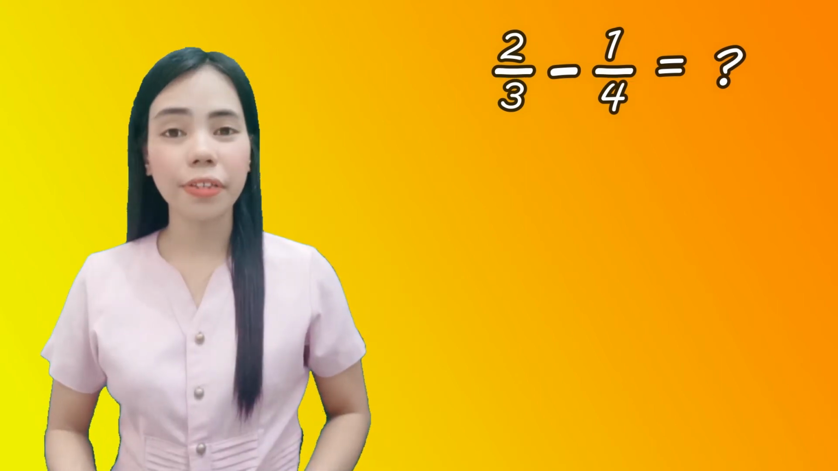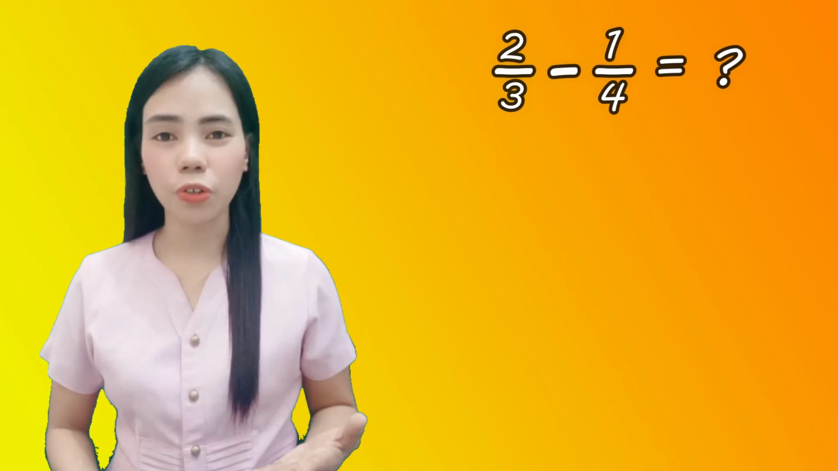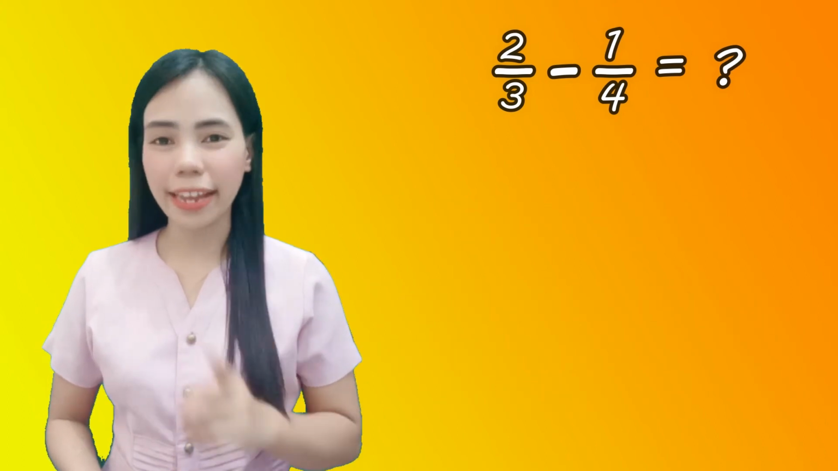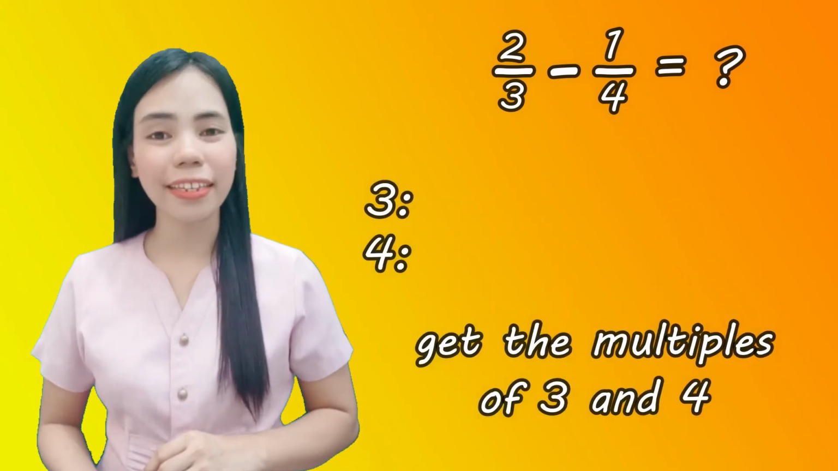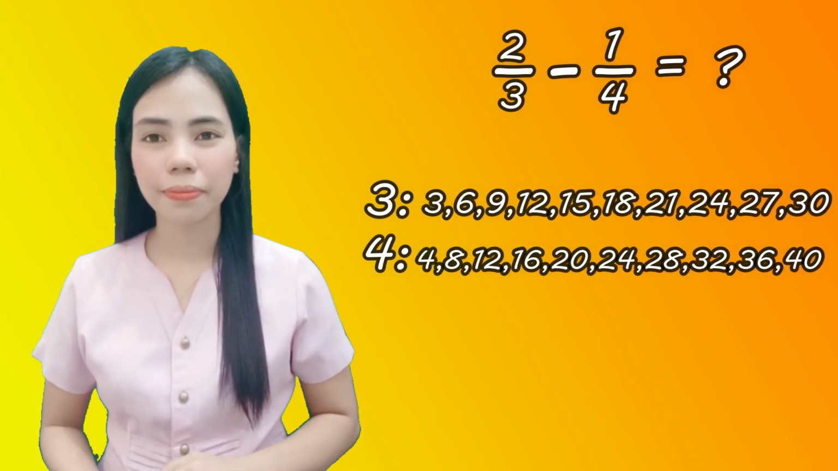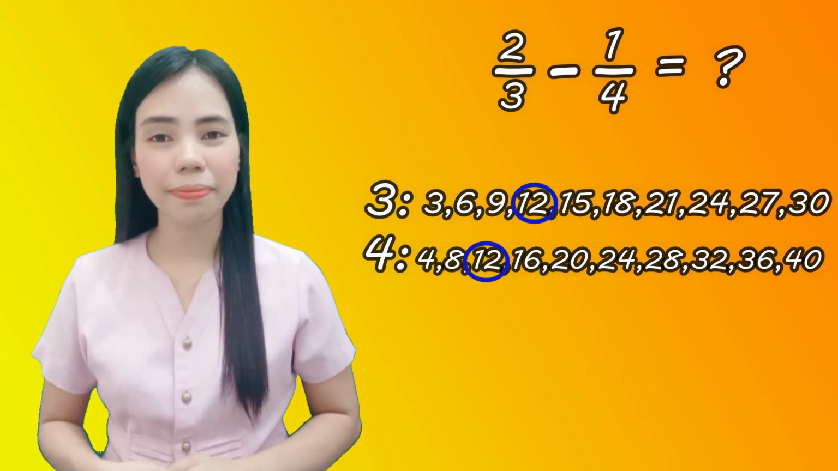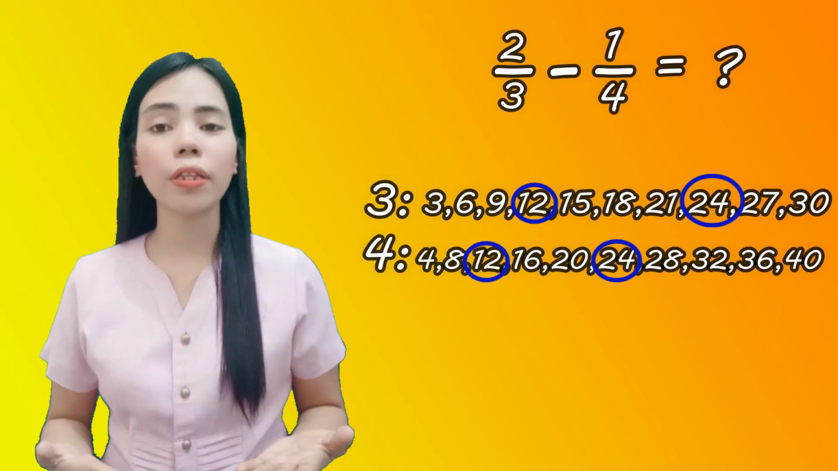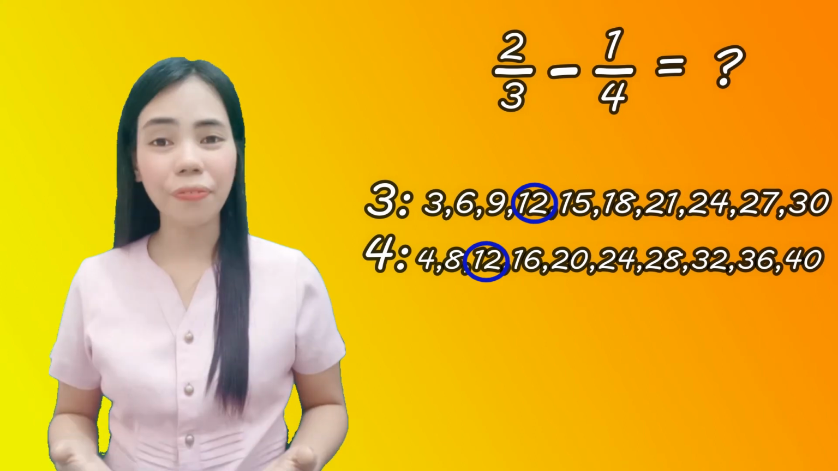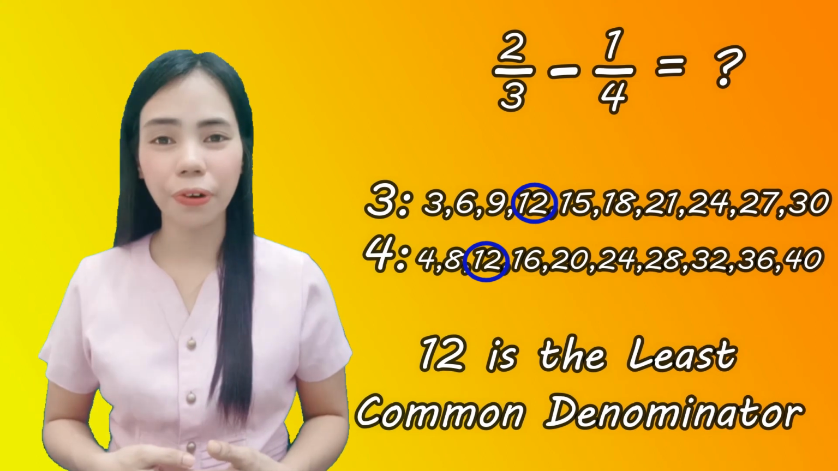For step 1, we will change the dissimilar fractions into similar fractions by finding the least common denominator or LCD. Start by listing the multiples of 3 and 4. Then, identify the numbers that are common to both. Between 12 and 24, we will pick the smallest number. Therefore, 12 is the least common denominator of 3 and 4.